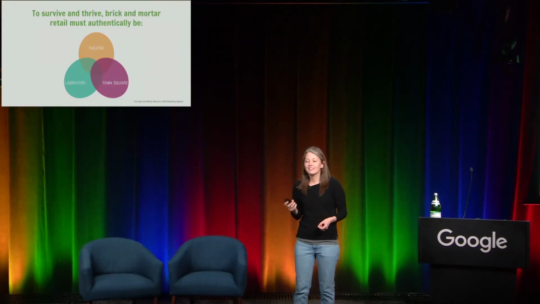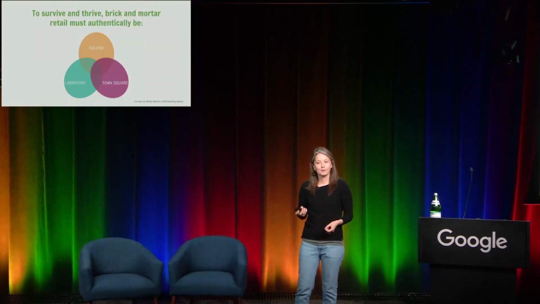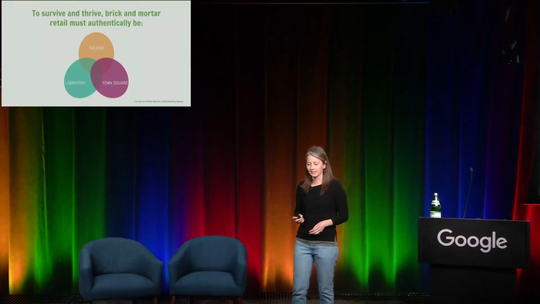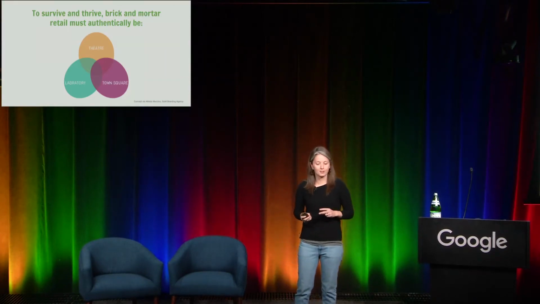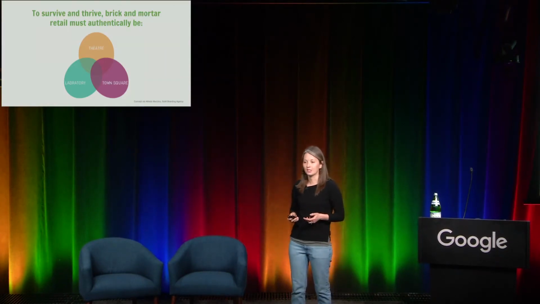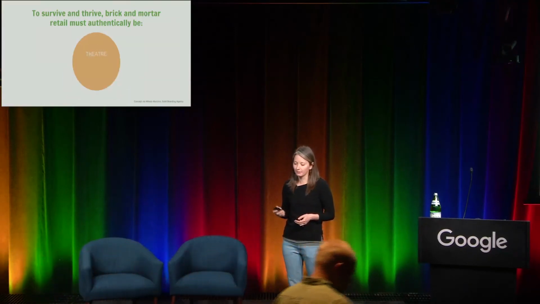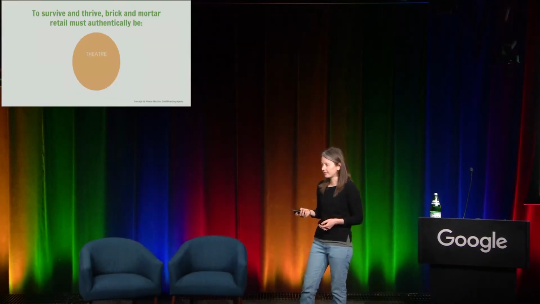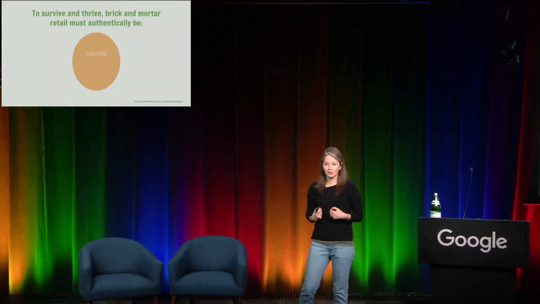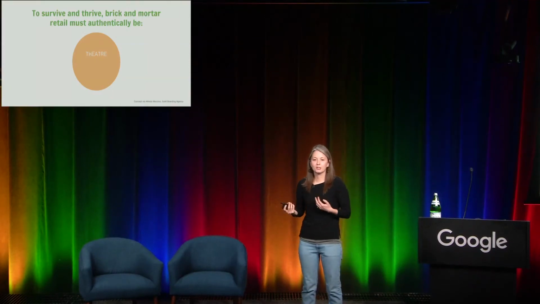So to survive and thrive, he said that brick-and-mortar retail must be authentically 3 things. It must be theater, it must be a laboratory, and it must be a town square. And I'm going to talk a little bit about each of these and why I think those are important. So the first one is theater. Alfredo Muccino talks about theater as the opportunity to surprise and delight your customers at every twist and turn.